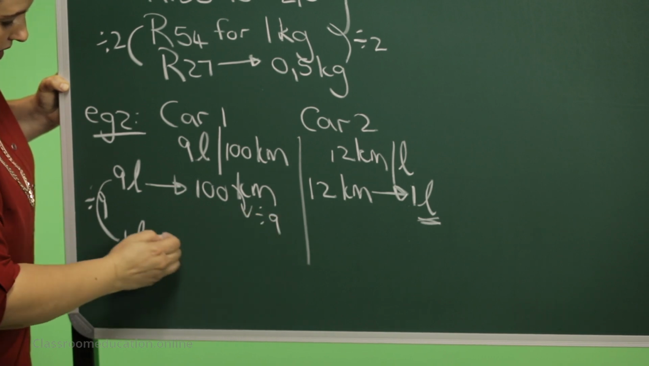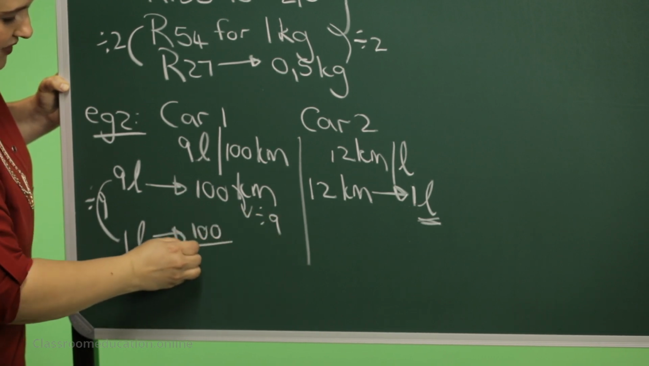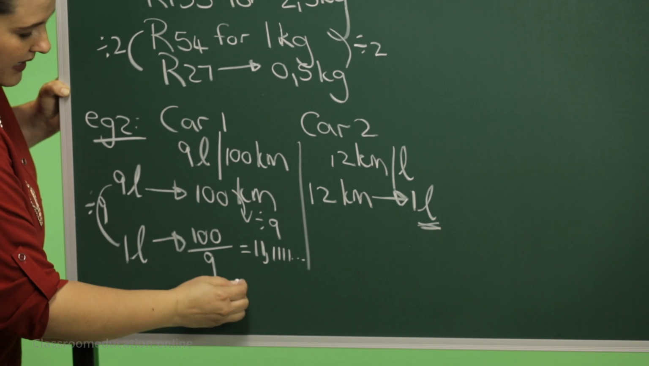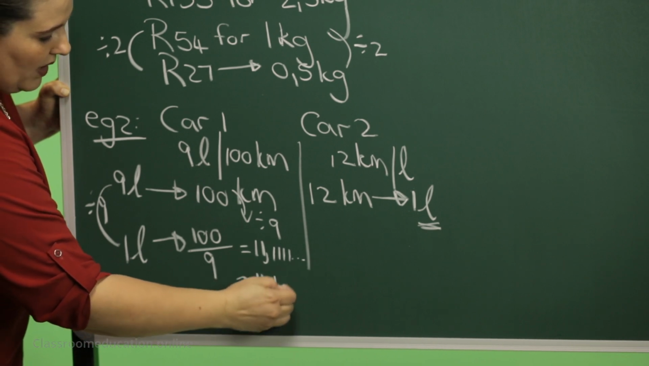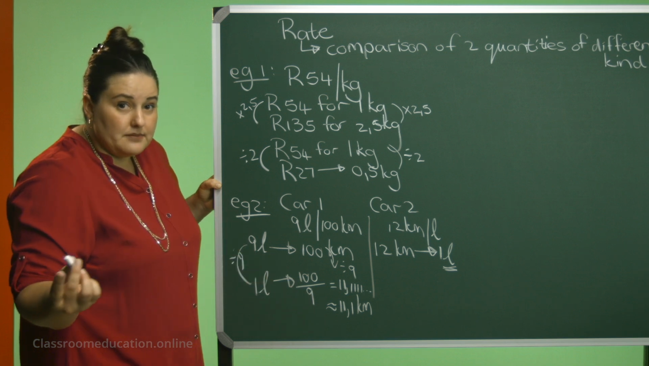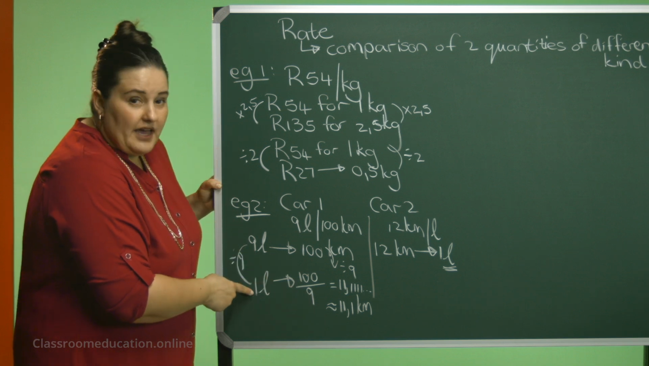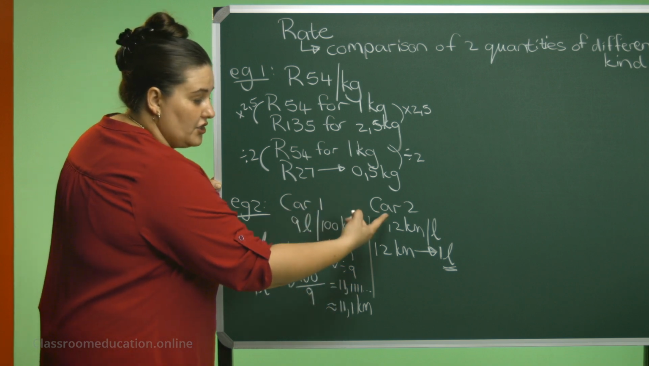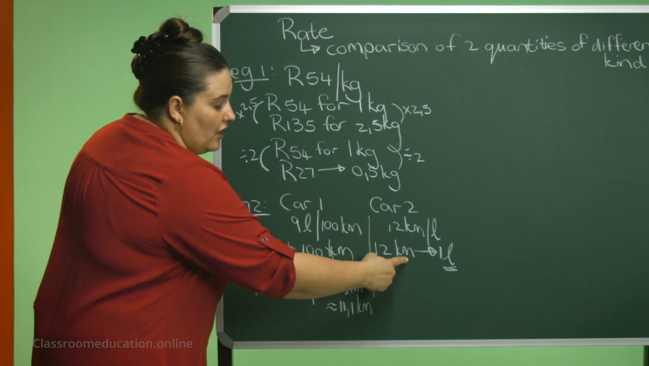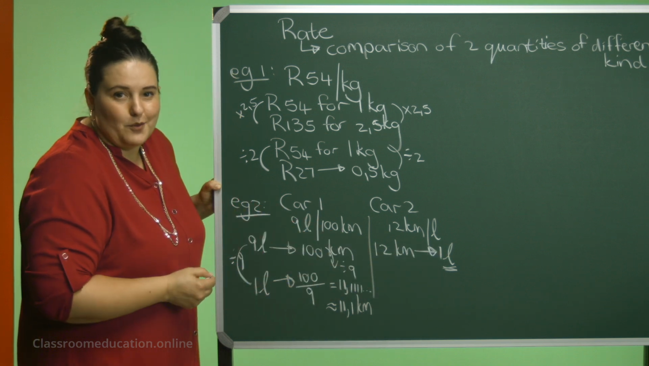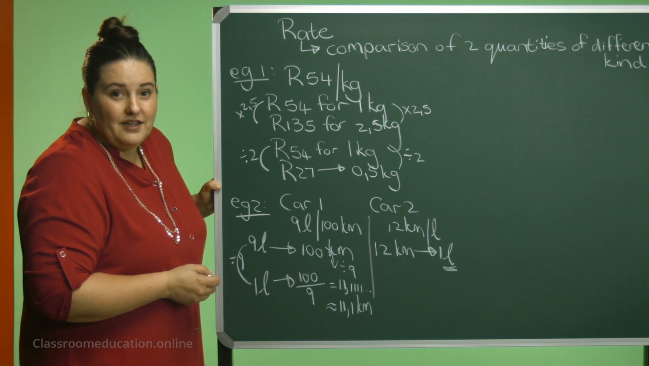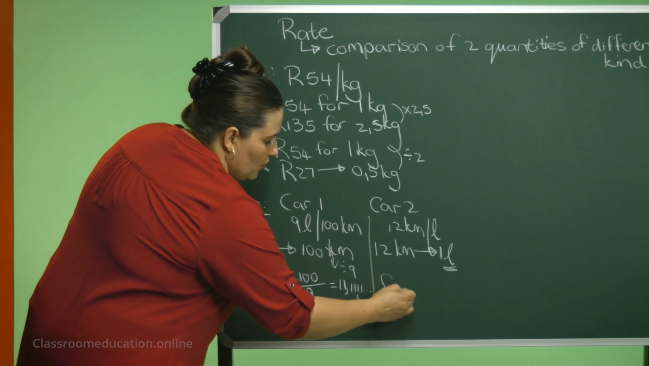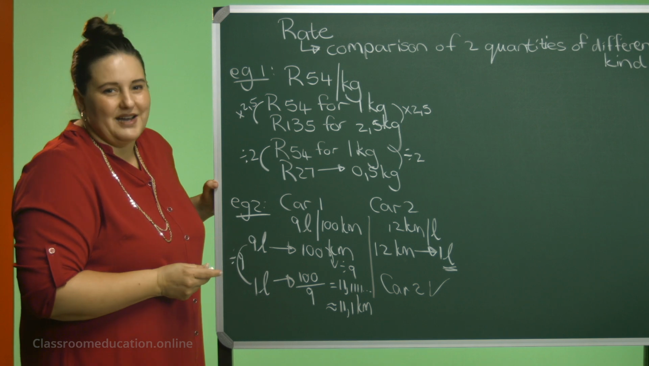Divide by 9. So I will have actually 100 divided by 9, and that will be 11,11111. It's recurring, and if I round it off, it's 11,1 kilometers. What does it mean? In car 1, if I have 1 liter of fuel, I can travel 11,1 kilometers, while car 2, I can travel 12 kilometers with 1 liter of fuel. So which one is the most economic one? Obviously, the one that will give you more kilometers. So car 2 will be the most economic one to buy.